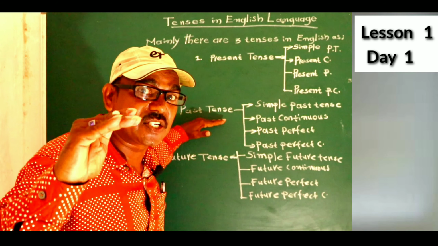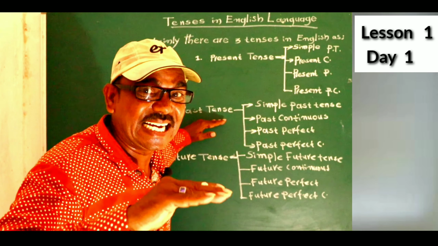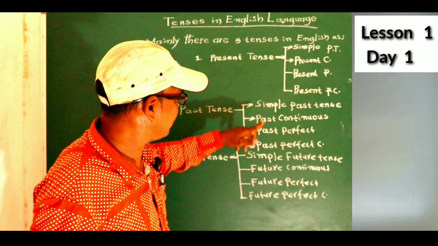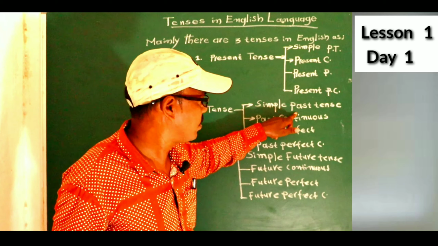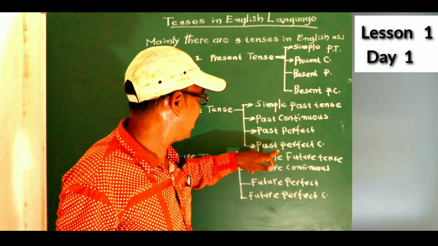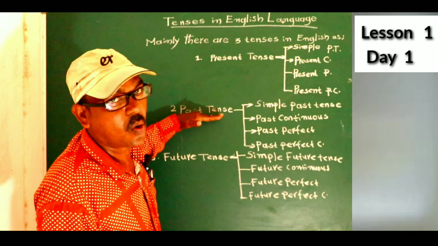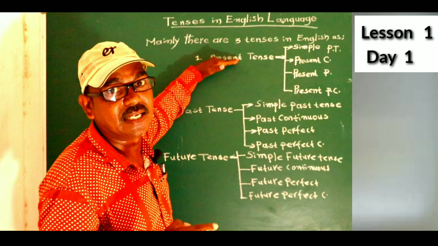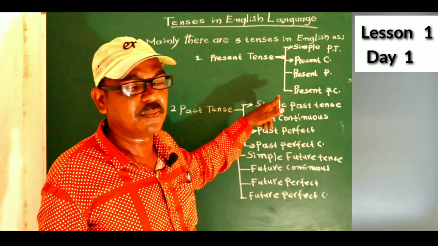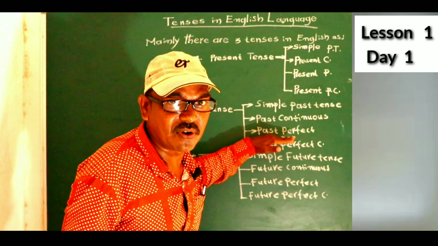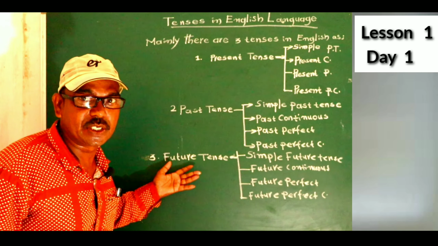Likewise, the past tense also. The past tense is the actions that had already happened, and it is also divided or categorized into four types, such as simple past tense, past continuous, past perfect, past perfect continuous. Once again, the past tense, like the present tense, is divided into four types. They are simple past tense, past continuous, past perfect, past perfect continuous.